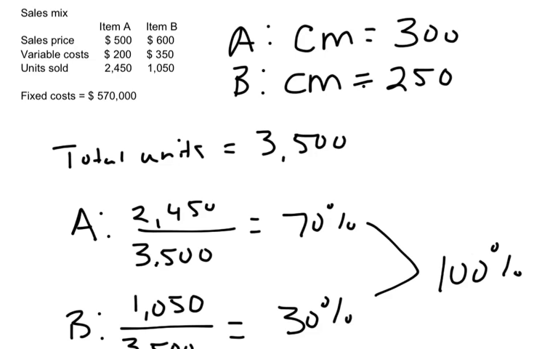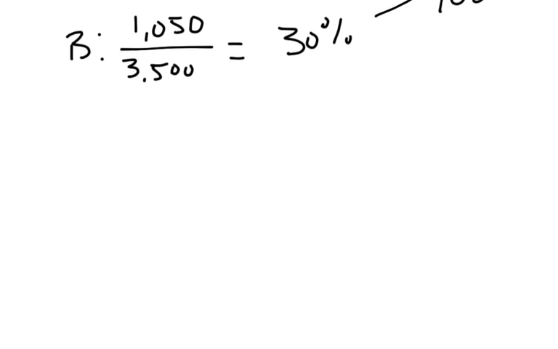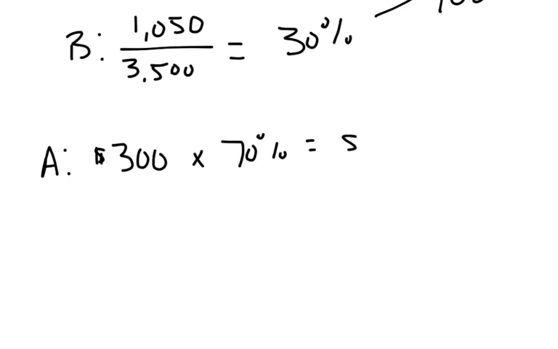So for A, we had 70%, and for B, we had 30%. So we're going to multiply those percentages by their related contribution margins per unit. Then we can see the overall contribution margin for the entire company. So to do that, for A, we're just going to take that $300 contribution margin per unit and multiply it by our sales mix percentage, which was 70%. So that gives me a weighted average contribution margin per unit of $210.